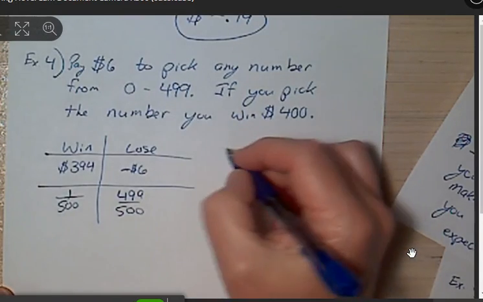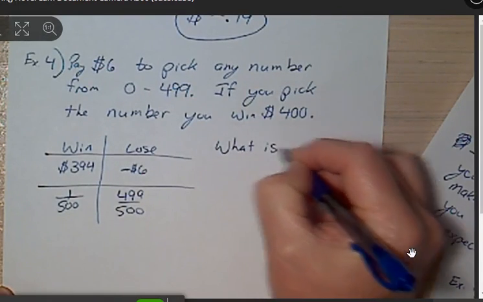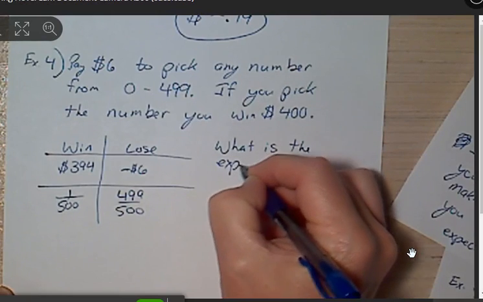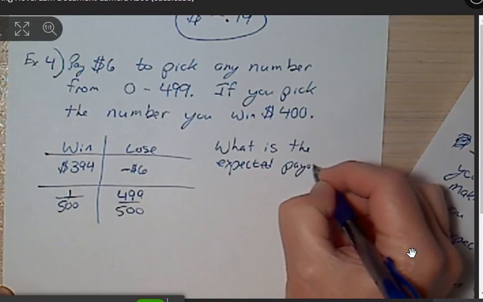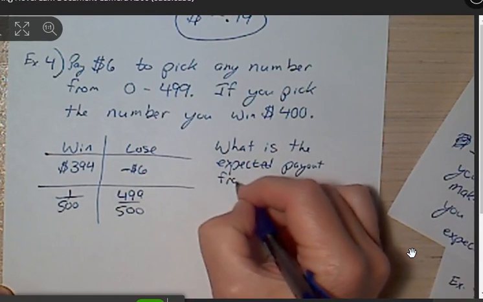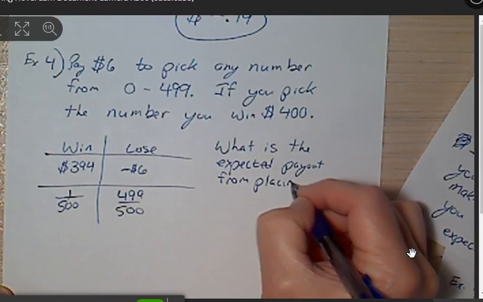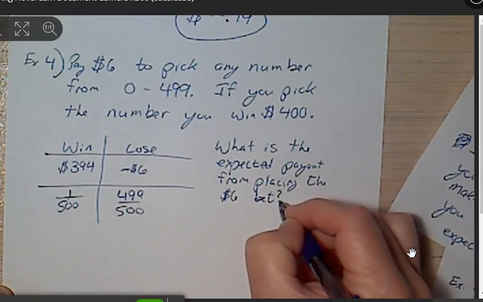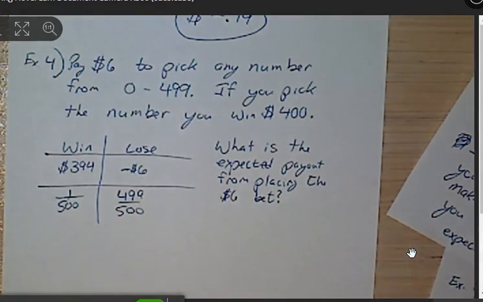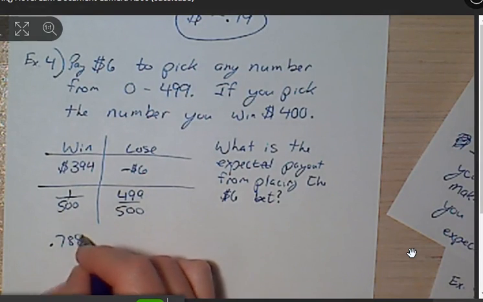Again, they're going to ask you what's the expected payout from placing the $6 bet. All right, and you would do the same thing. You would do the 394 times the 1 over 500, which would be 0.788.